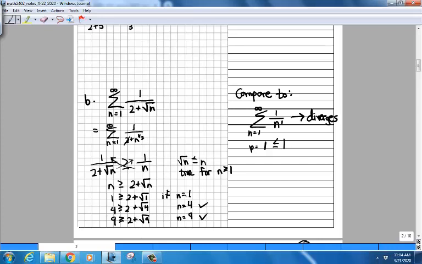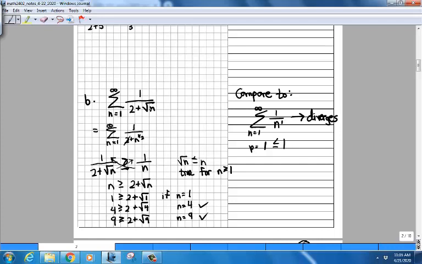So notice as n gets larger, which of course is what's happening in this series, your index is getting larger. If n gets larger, eventually this inequality is true, which means that 1 over 2 plus the square root of n is going to be bigger than or equal to 1 over n. So that means that past a certain index, actually it looks like past the index 4, the terms of this series are going to be bigger than or equal to the terms of this series.